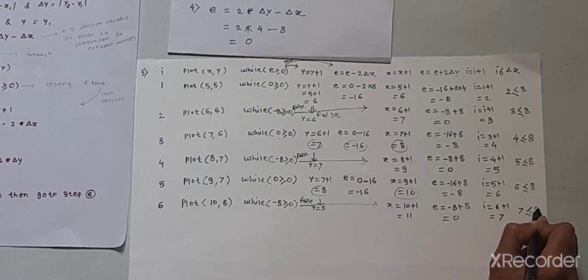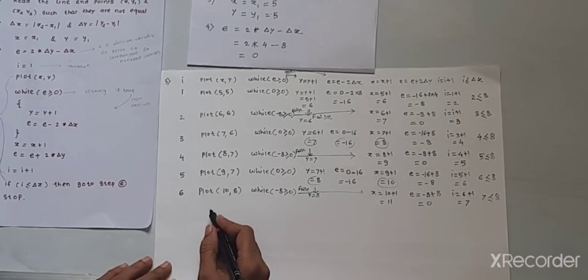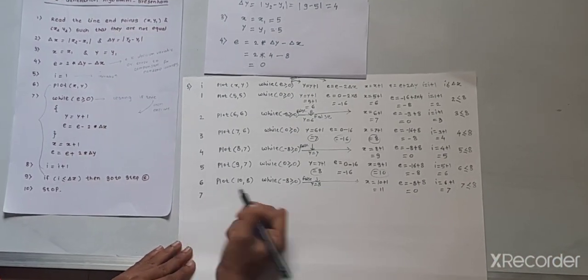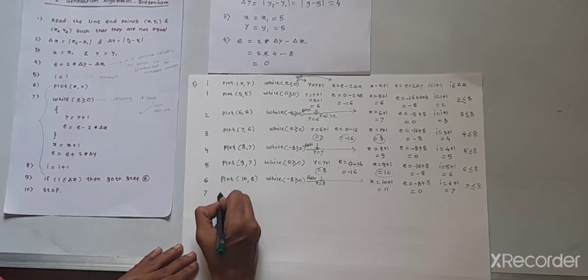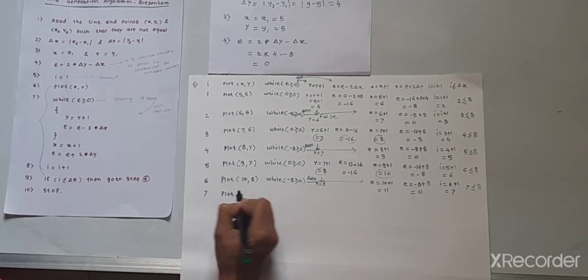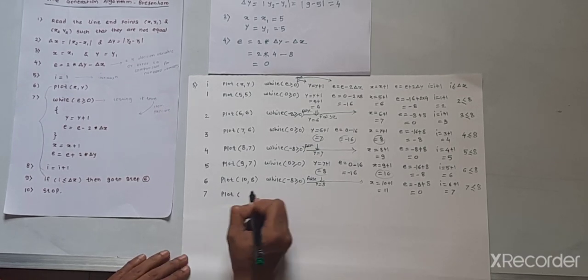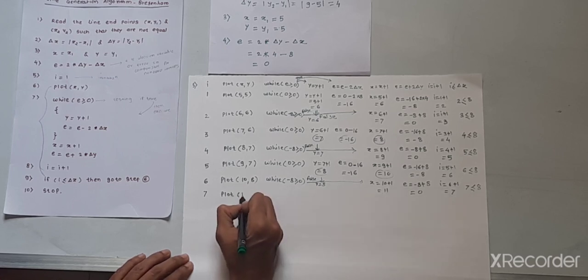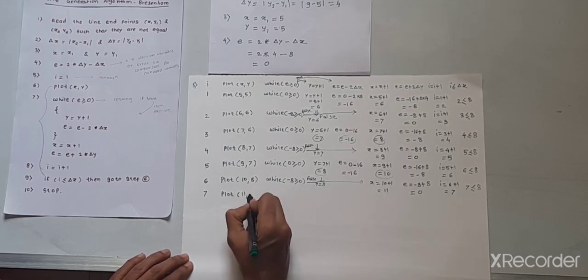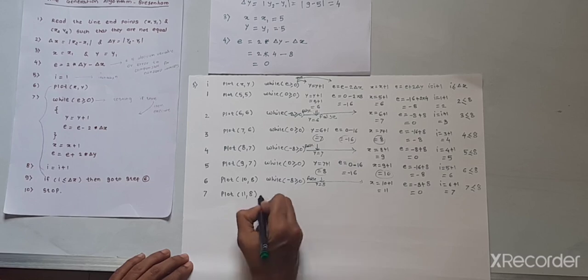7 is less than or equal to 8. Once again the condition is true, so we are executing that for the 7th time. Once again plot, what we want to plot? Values of X and Y. Value of X is 11. Value of Y, no change, so that 8 will be as it is.